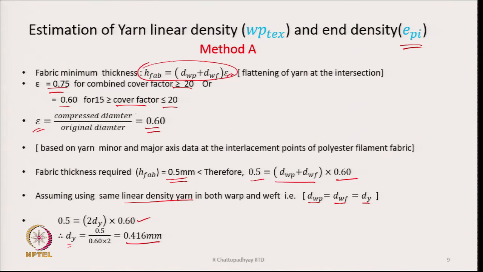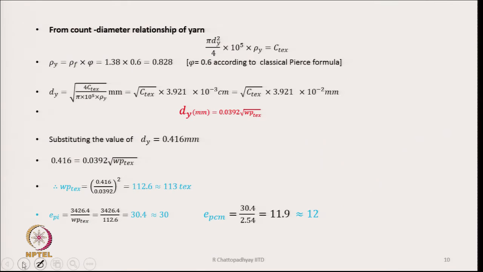So, we get some estimate of yarn diameter. Now, if we know the diameter, there is a relationship between diameter and count. This is there in many standard textbooks, where the only thing unknown to us is the density of the yarn. What is going to be the density of the yarn?